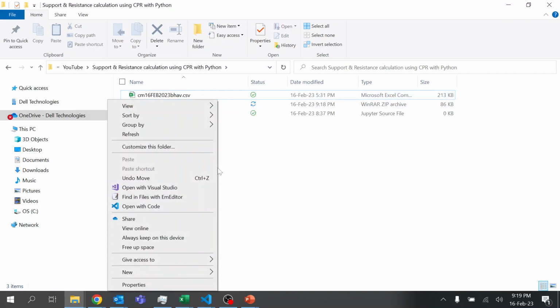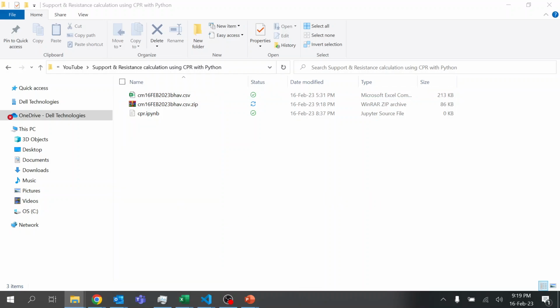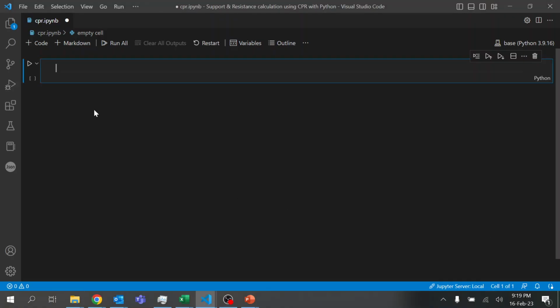And as usual, if you are someone who's following me, you will know that I like to work with Visual Studio Code. So just right click and click on open with code. To save some time, I have already opened Visual Studio Code over here, and I've created a file called cpr.ipynb. ipynb is nothing but a notebook file. Once you have these two in place, let's start importing the data.